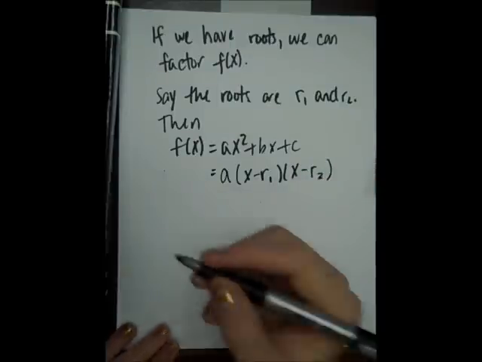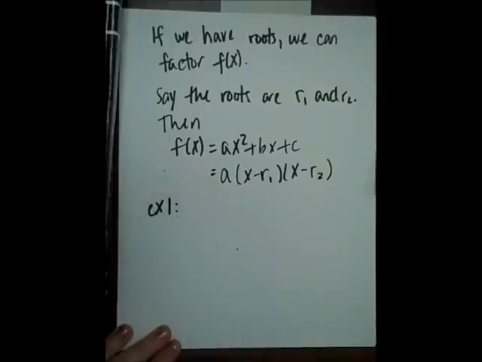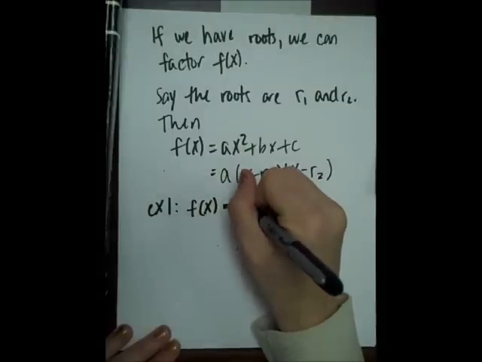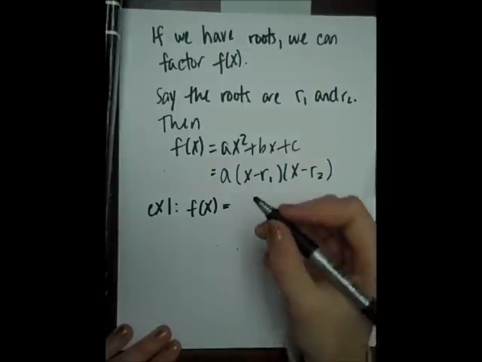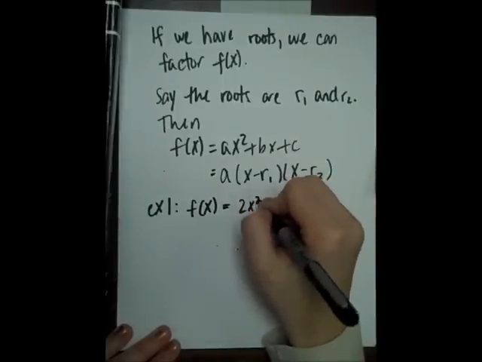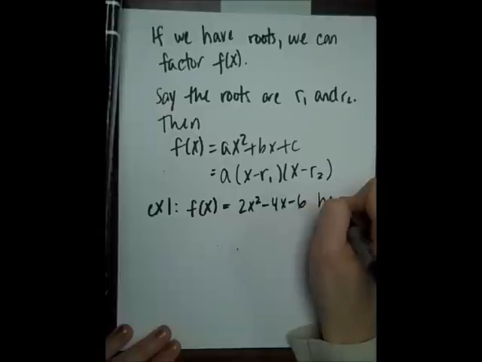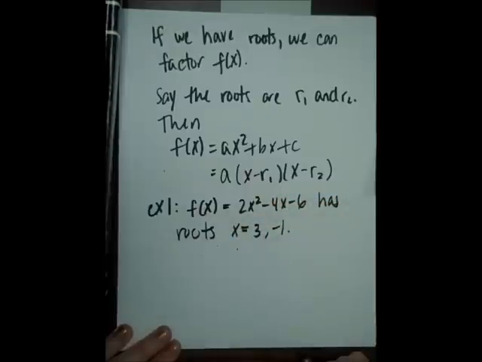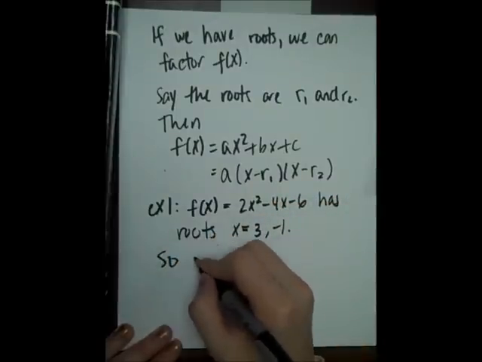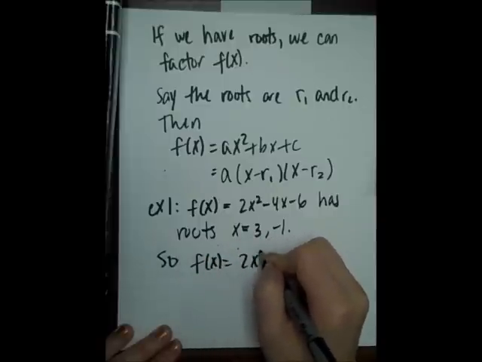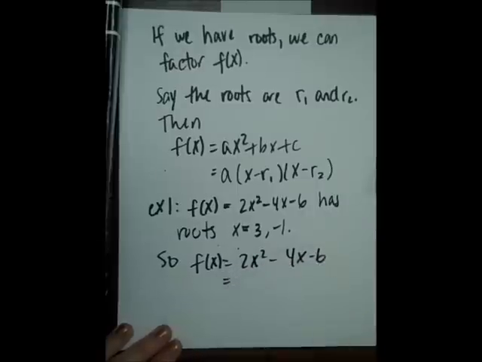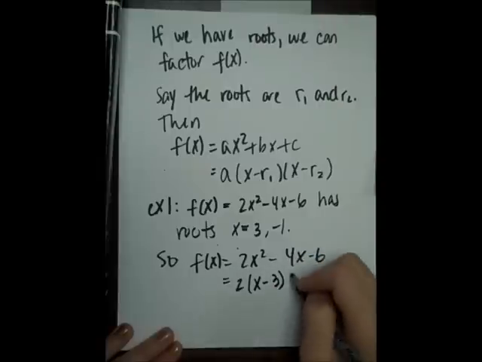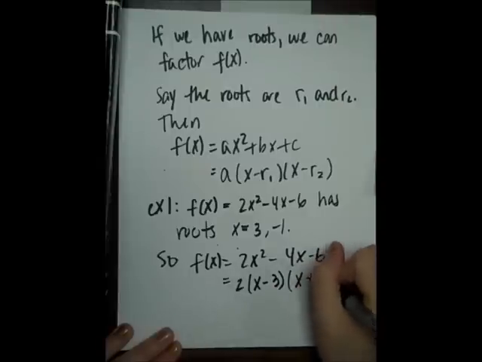How does that help us? Go back to the example that we just did, example 1. We found out that f of x, which in our example was 2x squared minus 4x minus 6, has roots x equal to 3 and -1. So that tells us that 2x squared minus 4x minus 6, I could rewrite as 2, because that's my a term, times x minus 3, and then x minus -1 turns into x plus 1.